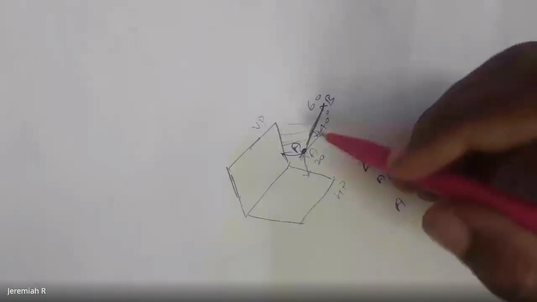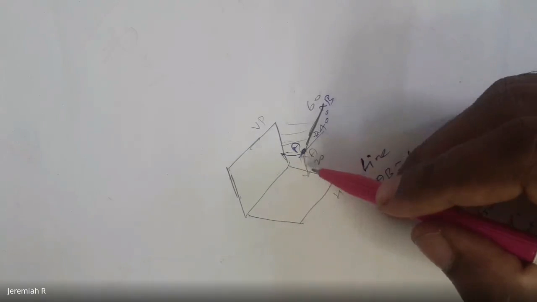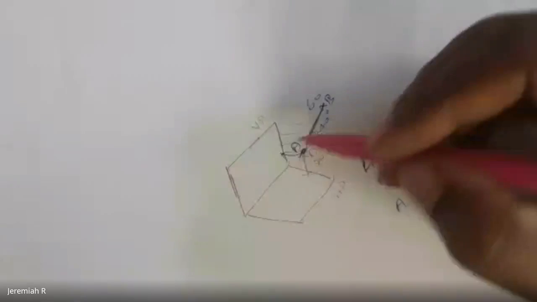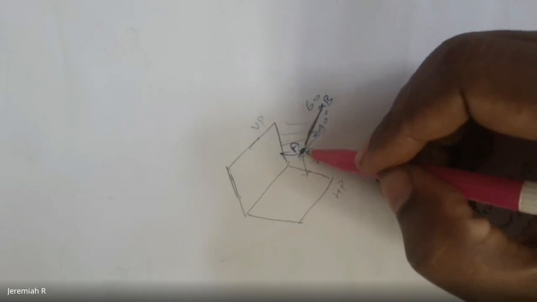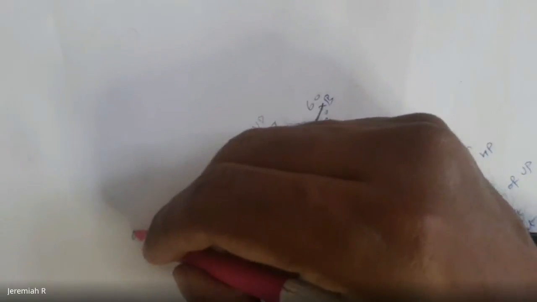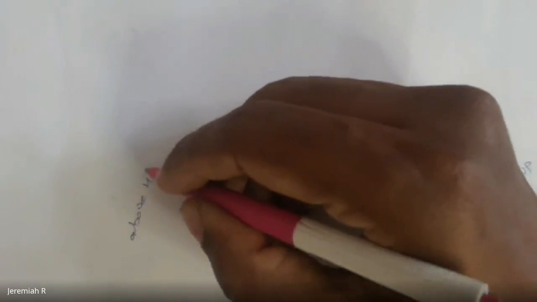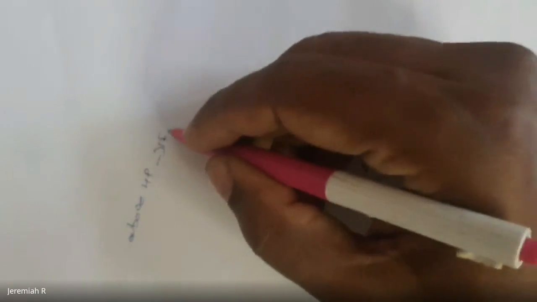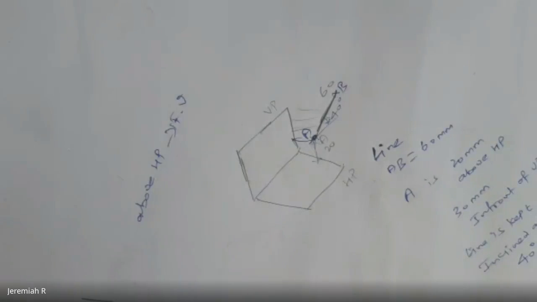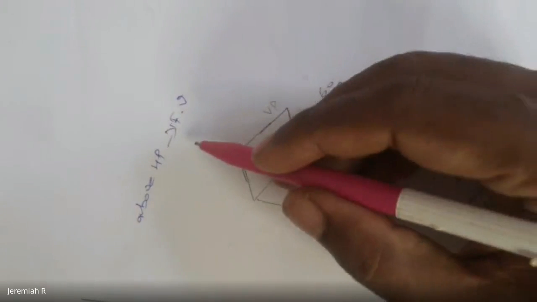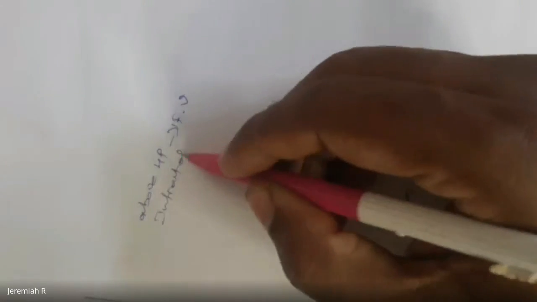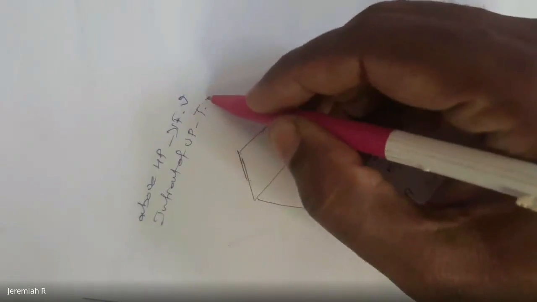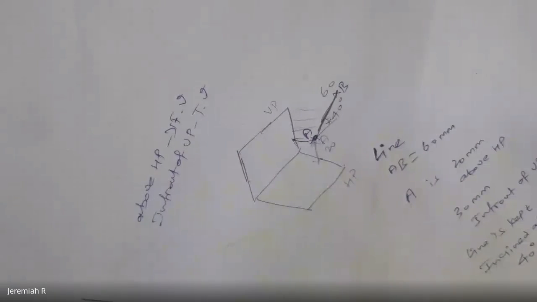That means in the front view, what will we get? The point A dash will be at a distance of 20 from the XY line. So above HP is always in the front view, and in front of VP will be in the top view. So you have to keep this in your mind.